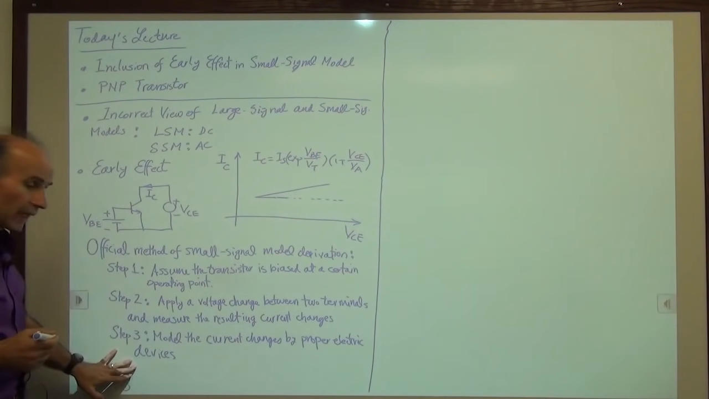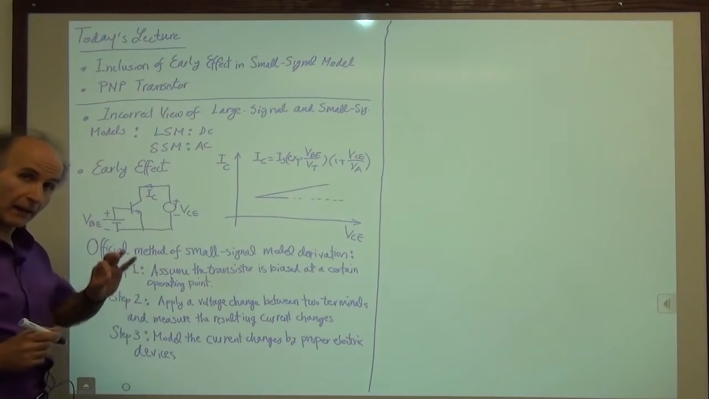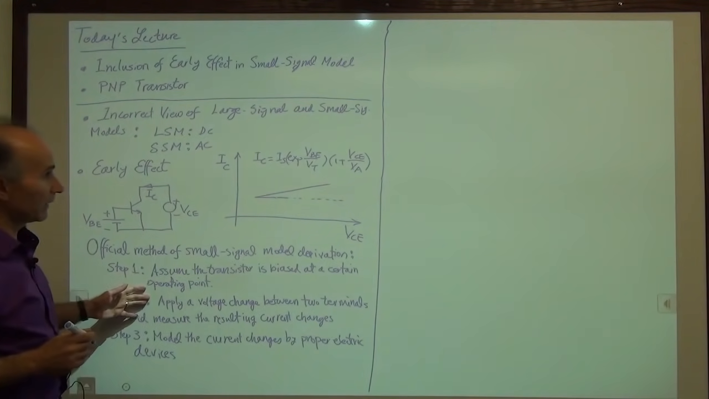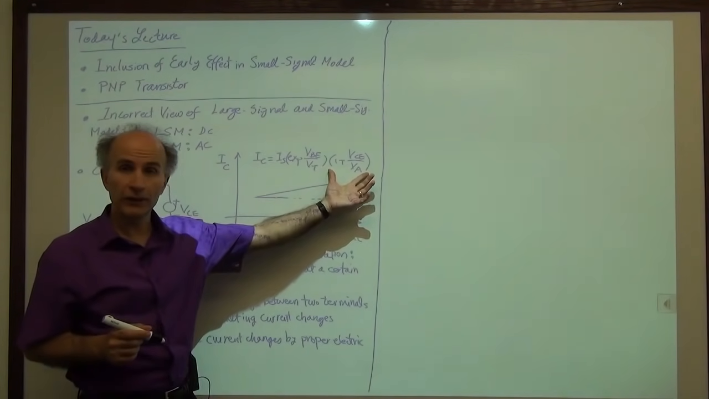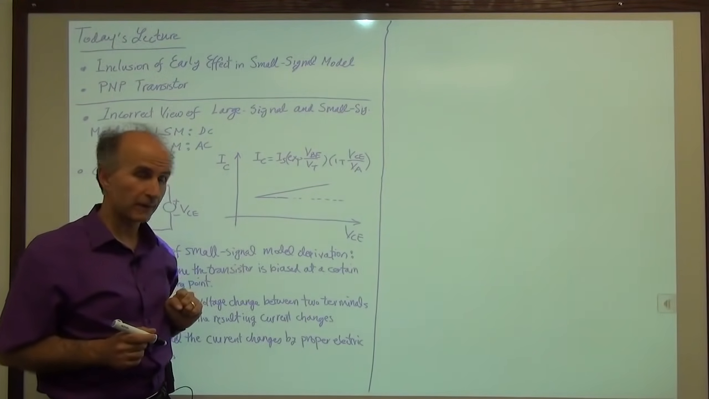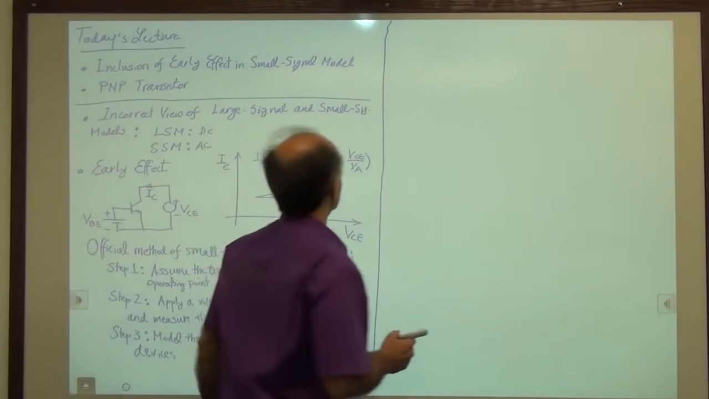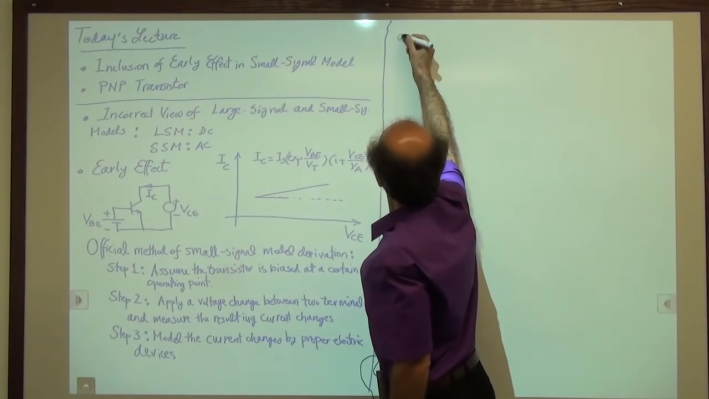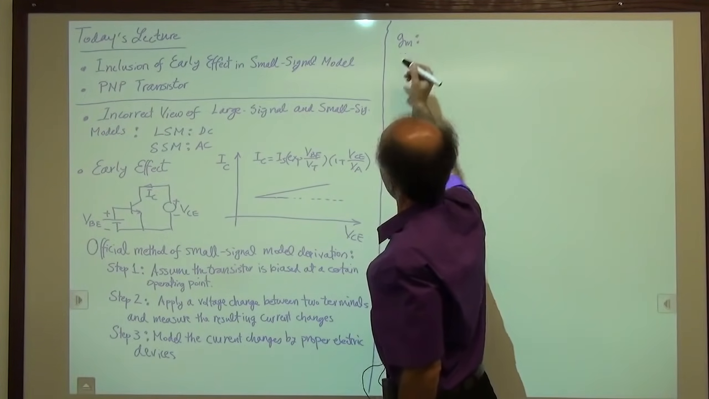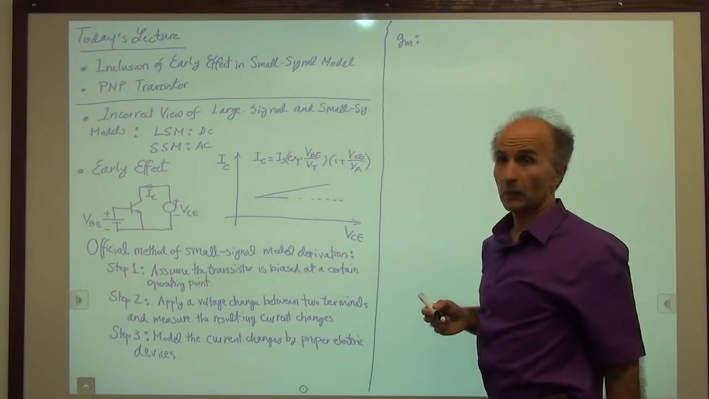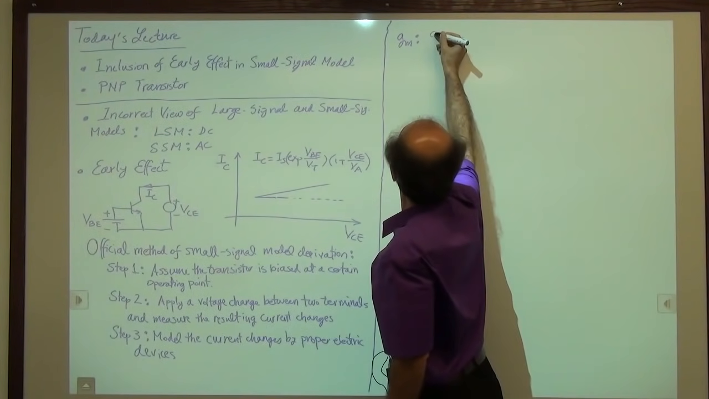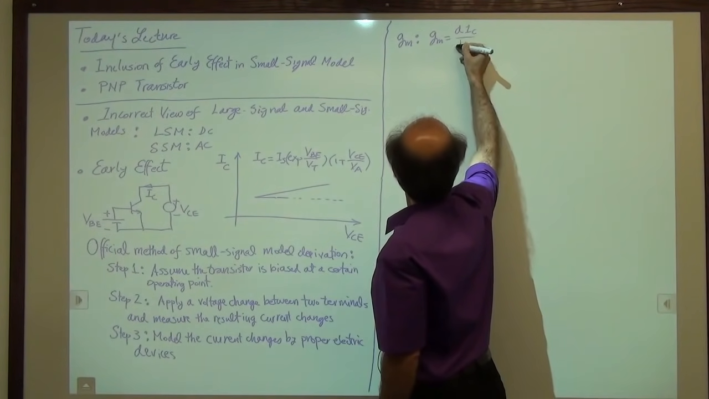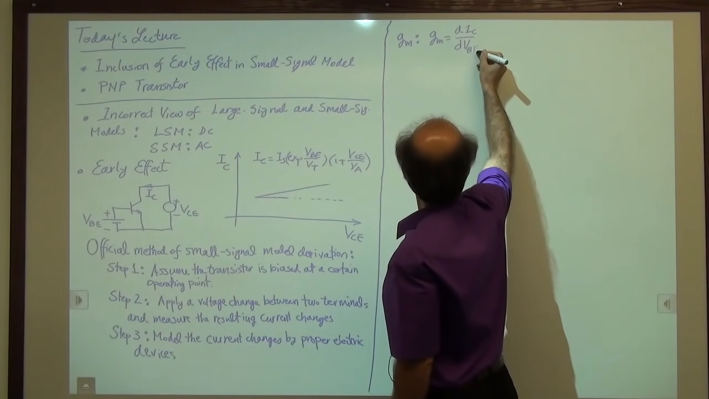Okay, so with these steps, we can exactly find the small signal model of the transistor. So let's go ahead and apply these while we have early effect inside the device. Let's start with GM. That's the most important aspect of the transistor. And we know that it's defined as dIC over dVBE.